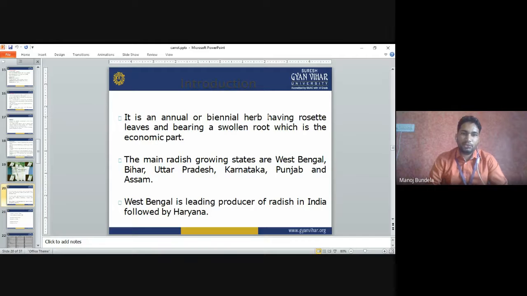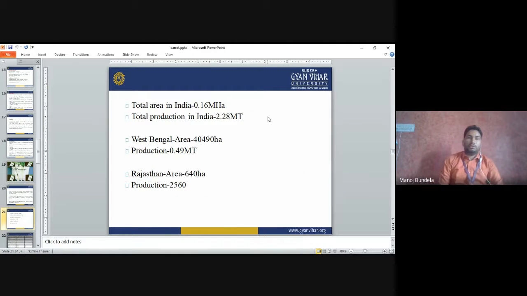The main radish growing states are West Bengal, Bihar, Uttar Pradesh, Karnataka, Punjab and Assam. West Bengal is the leading producer of radish in India, followed by Haryana. The total area in India is 0.16 million hectares and the total production in India is 2.28 million metric tons.